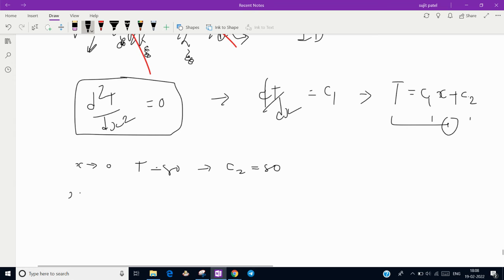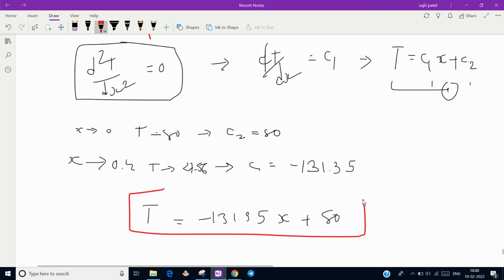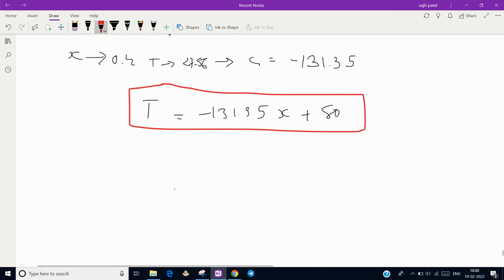Now at x equal to 0.4 meter, temperature we have found is 27.56, that means temperature is reducing. Put the value over here, so you will get C1 is equal to minus 131.35. So the generalized equation that we can write is T is equal to minus 131.35 x plus 80. This is the answer of our first question, that is to obtain a relation of temperature across the wall.